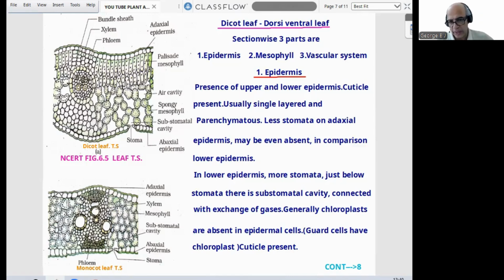Generally, chloroplasts are absent in epidermal cells. Guard cells will have chloroplast. Generally speaking, chloroplast is absent in epidermal cells. Cuticle will be present.